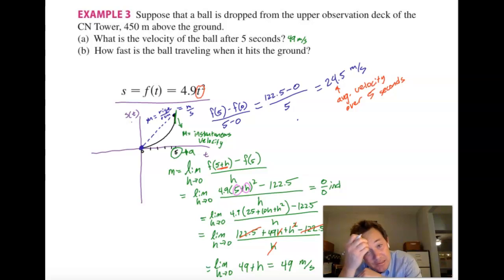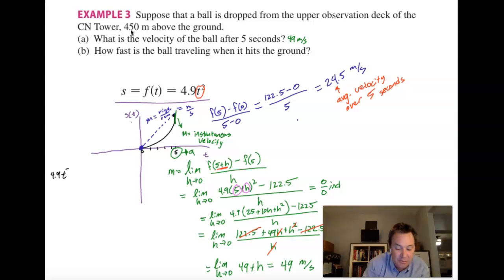All right, how fast is the ball traveling when it hits the ground? So the first thing we need to know is when it hits the ground. And it hits the ground when its position is at 450 meters, because that's how tall the tower is. So what we need to do is set the position function, 4.9 t squared, equal to 450.